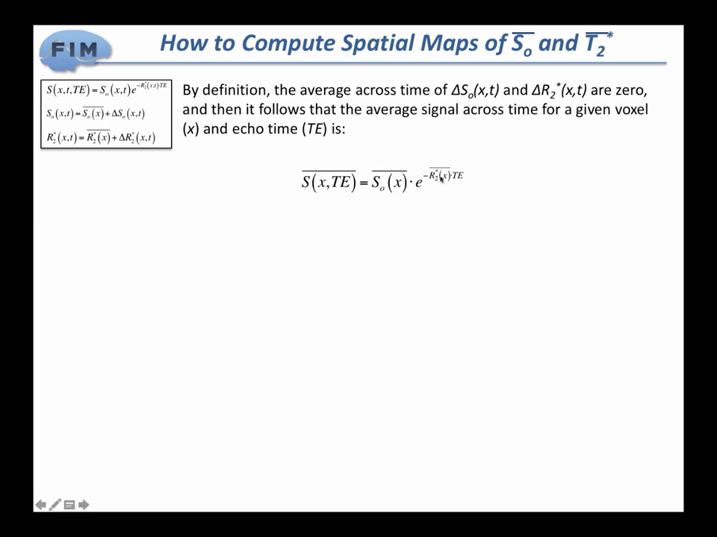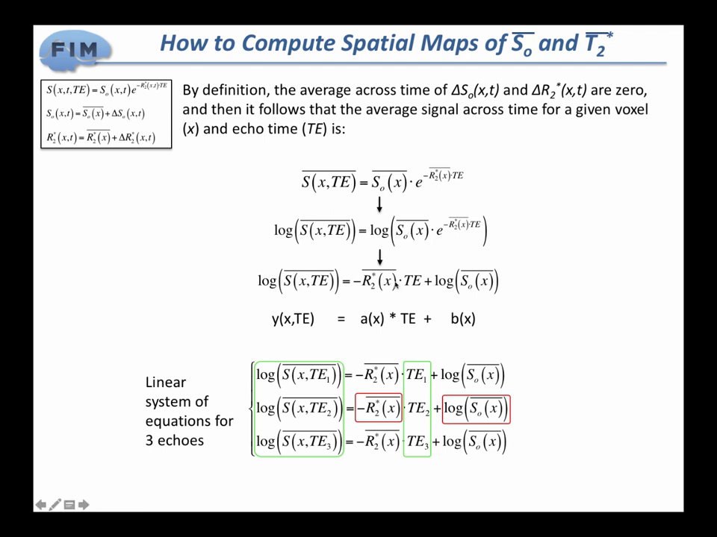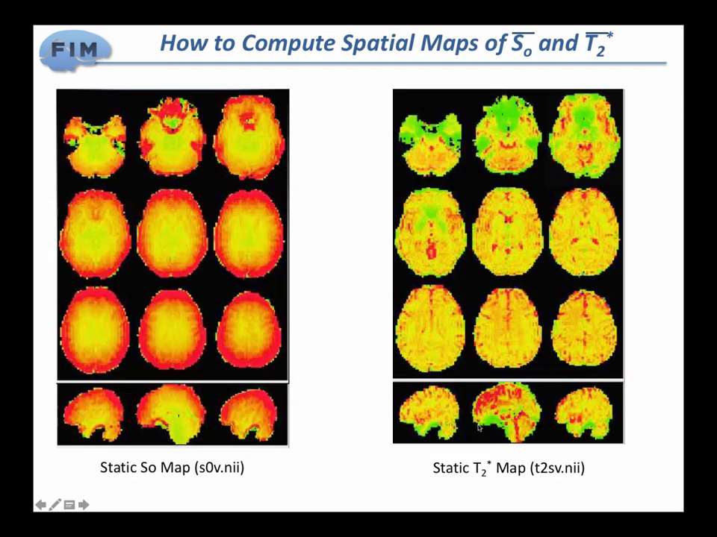If we were to take the logs on both sides of that, and we were to basically expand it, what we see is that we end up with a very simple linear system that we can try to solve. This is what we measure at the different echoes. We know the different echo times, and we can try to solve both for the static map of R2 star and the static map of S0.